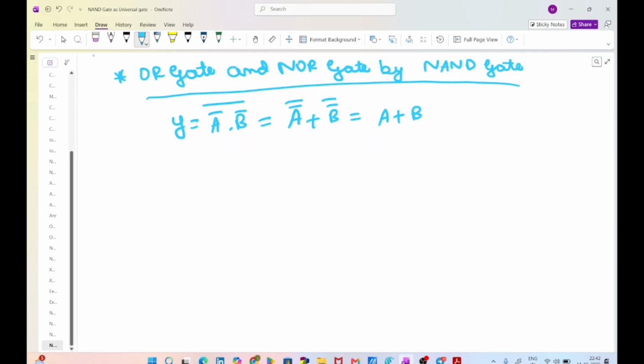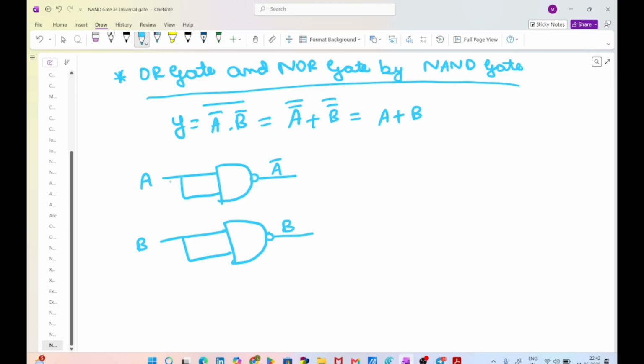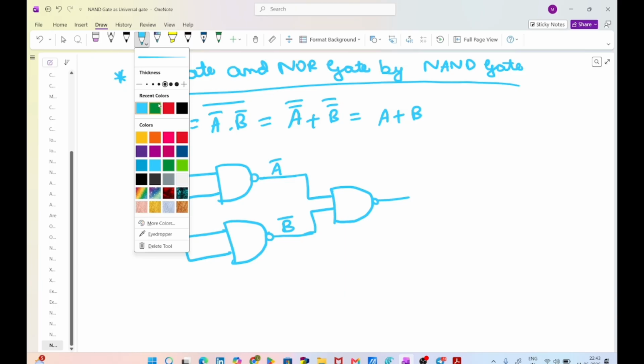First we need A bar as the output. For that, take this A and short the inputs. We know that it will become the NOT gate. Here the output will be A bar. And for B bar, short this, and give input to the NAND gate. Here the output will become B bar. And then give both to the NAND gate.